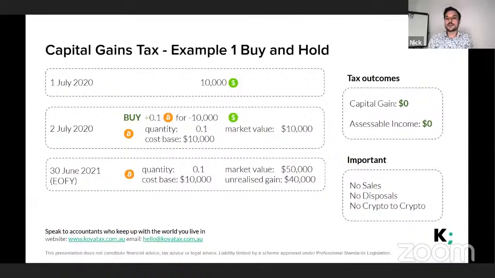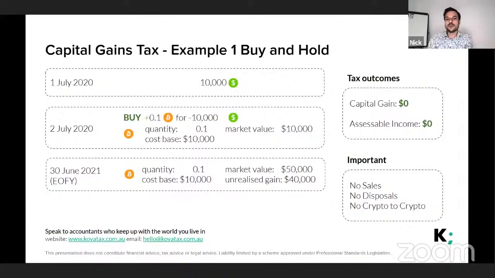So a lot of people ask this question. The value has gone up, and it's now the end of financial year. Do I have any tax implications of this scenario? And most of the time, there will be no tax outcomes, no assessable income that you'll have to declare. But there are some important considerations where people sometimes go wrong in this strategy.